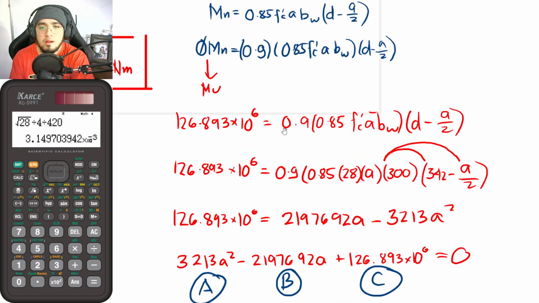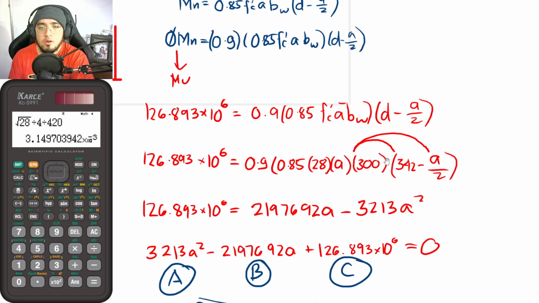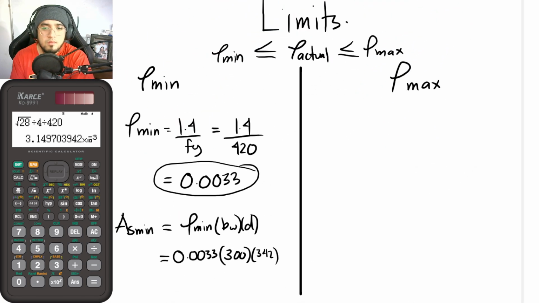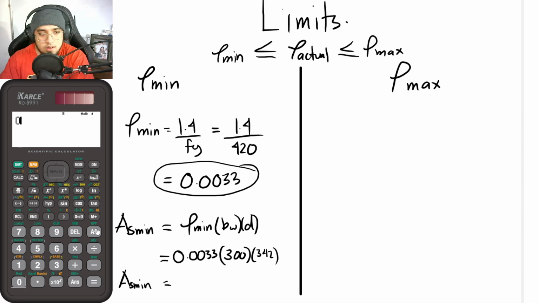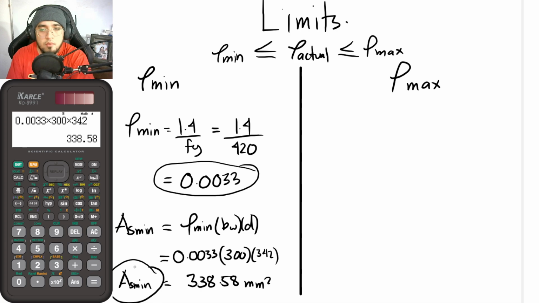Our depth is 342. So our As min is now equal to 0.0033 times 300 times 342. Our answer here is 338.58 millimeters squared. So this is now the minimum area required.